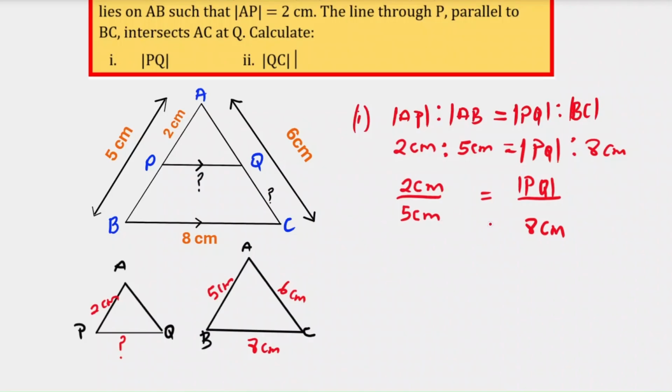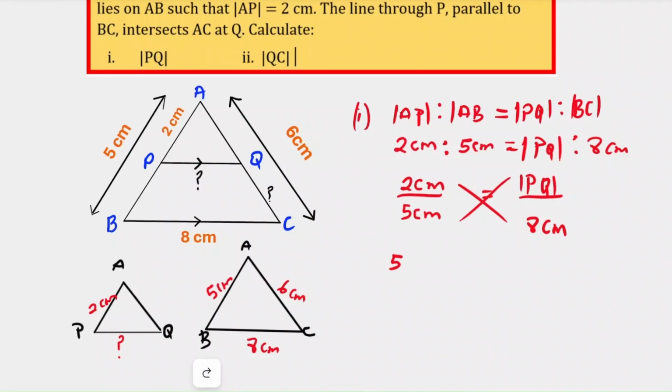Now at this point, we can do cross multiplication. So something like this, 8 can multiply 2, and 5 can also multiply PQ. We have 5 multiplying PQ, and that is equal to 2 multiplying 8.